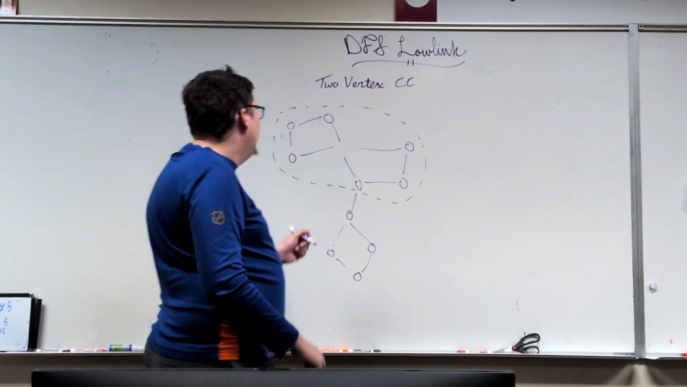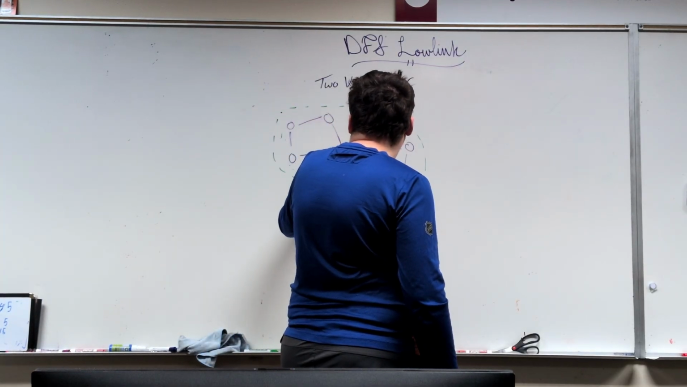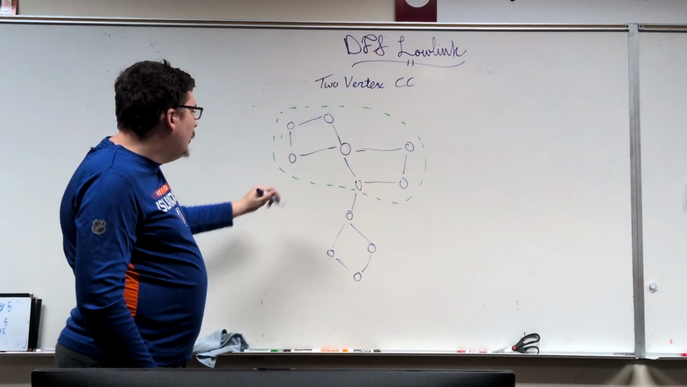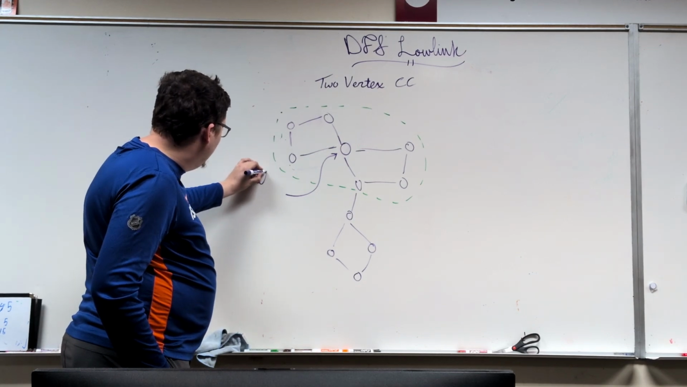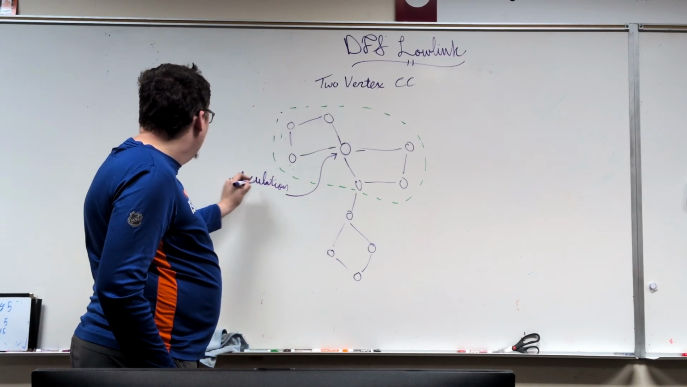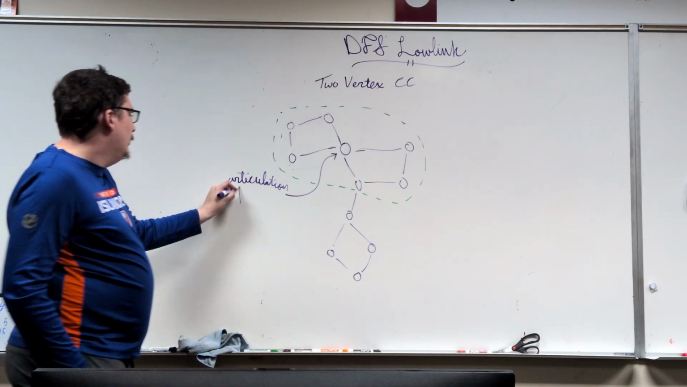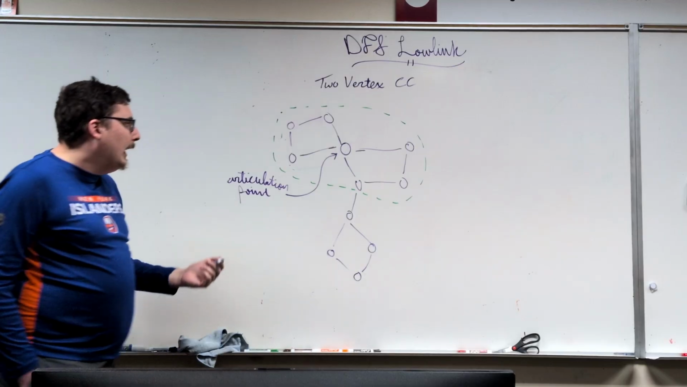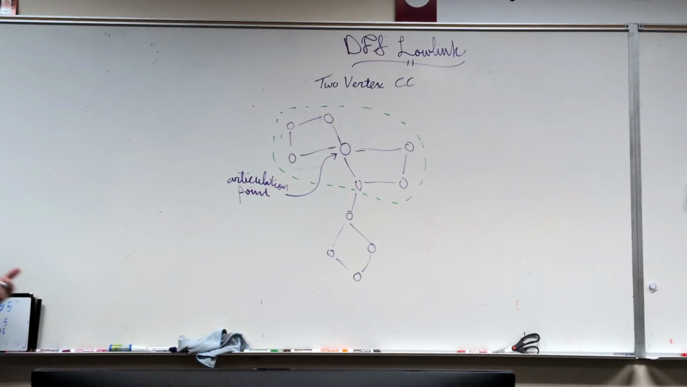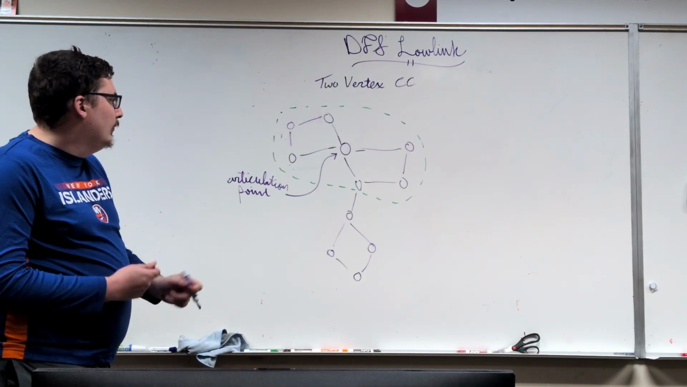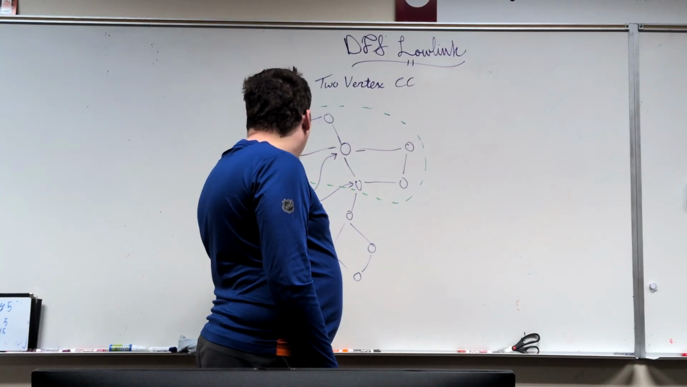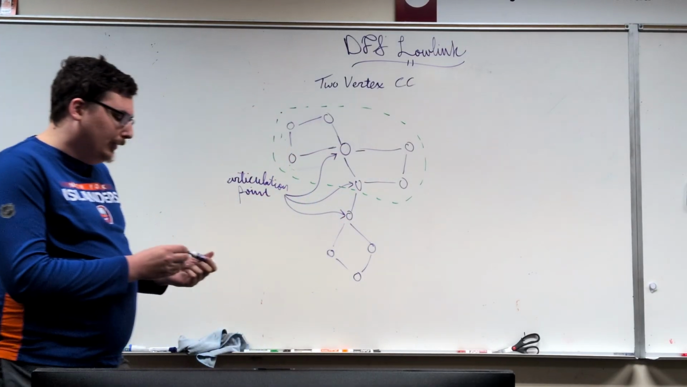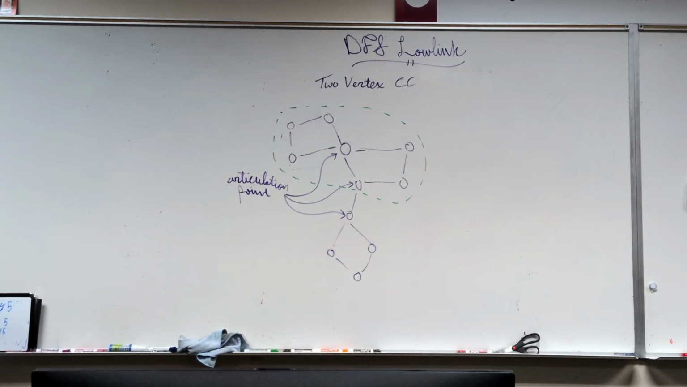We have a special name for this type of node. If removing a node disconnects the graph, we call this node an articulation point. You will also sometimes see these referred to as cut vertices. In addition, we have two more cut vertices in this graph. These three nodes here are all cut vertices. Does anyone have any questions about what a two vertex connected component is?